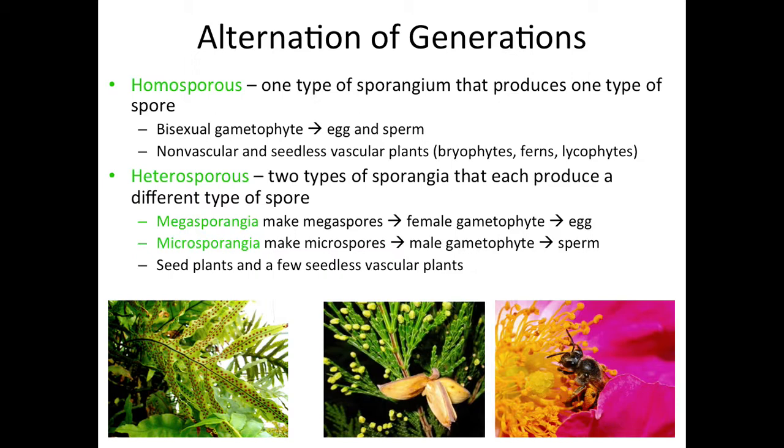Okay, so instead of having a single type of spore that results in a single gametophyte that produces both egg and sperm, heterosporous species make two different types of spores. Those spores are different morphologically. Megaspores are much larger than microspores, and they also result in the production of different types of reproductive cells. Megaspores produce female gametophytes that make eggs, and microspores produce male gametophytes that make sperm.